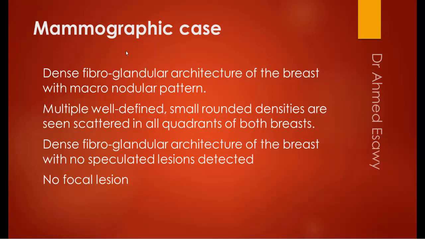Mammographic case reporting in fibroadenosis: dense fibroglandular architecture of the breast with micronodular pattern, multiple well-defined small rounded opacities seen scattered in all quadrants of both breasts, dense fibroglandular architecture of both breasts with no spiculated lesion, no focal lesion. This is an example of how to report a case of fibroadenosis in mammography.